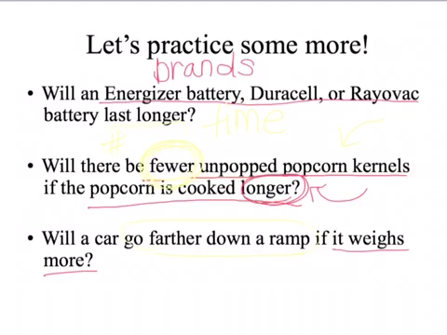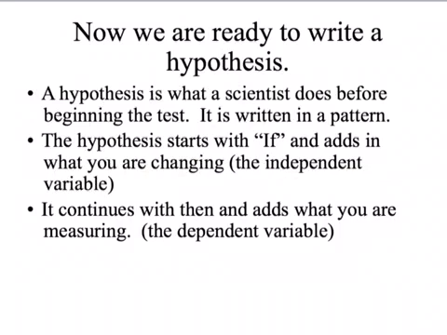Now let's look at hypothesis. When we're writing a hypothesis, it's something a scientist does before beginning a test, and it's usually written in a pattern. The hypothesis always starts with "if," because we haven't done it yet, and adds in what you are changing. It's that independent variable again. The hypothesis continues with adding what you are measuring, because that is the dependent variable.